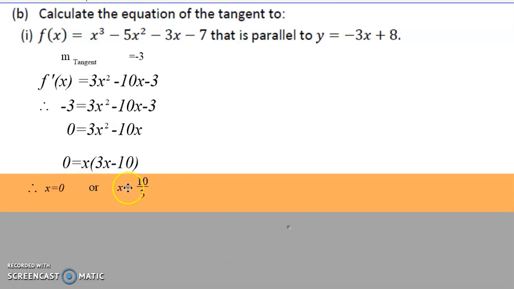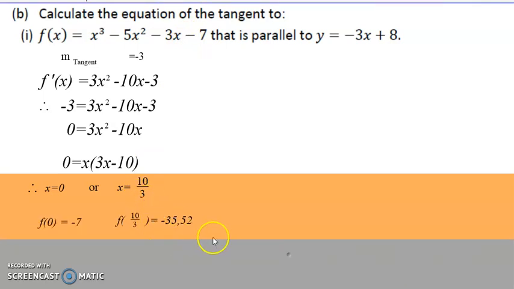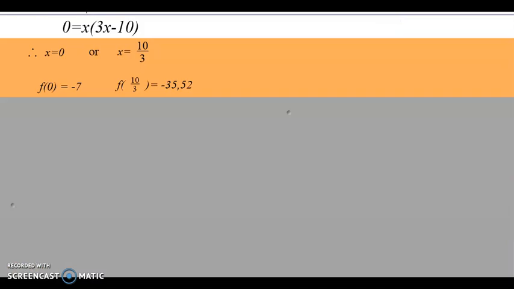Now, I've got my x value. I substitute my x value into the original function to find the corresponding y value. So if I substitute 0, I will have negative 7. If I substitute 10 over 3, I will have negative 35/52.